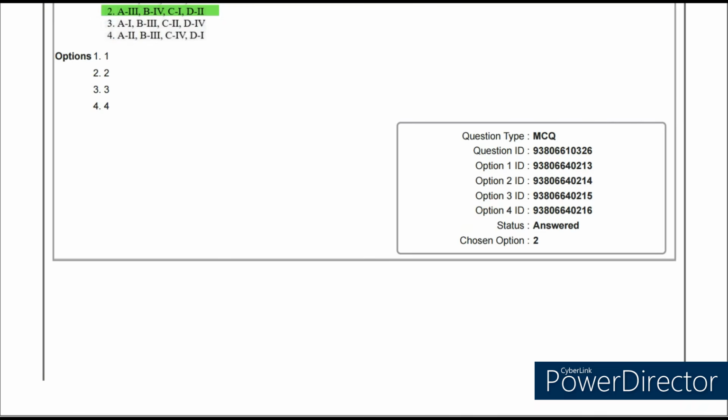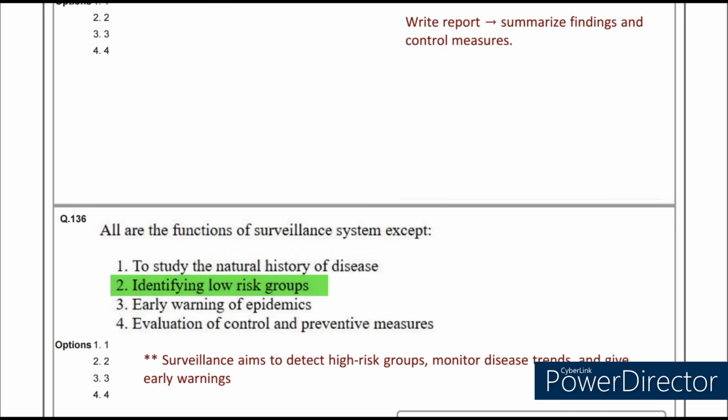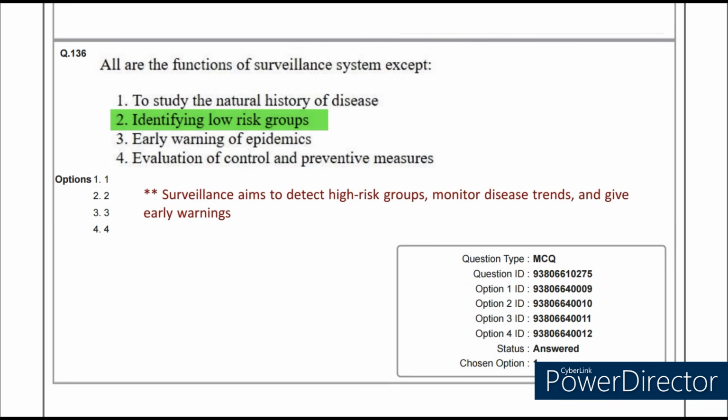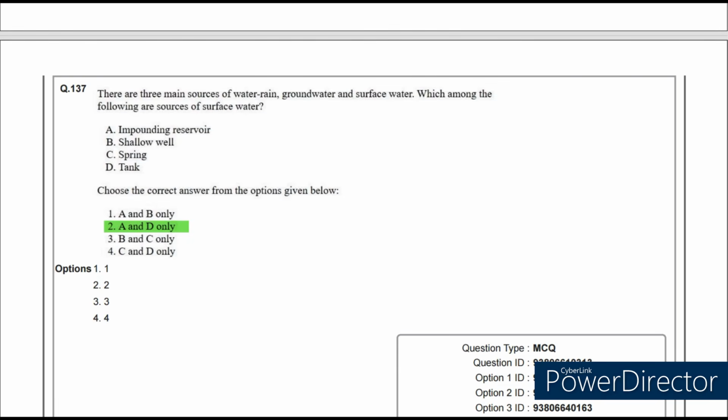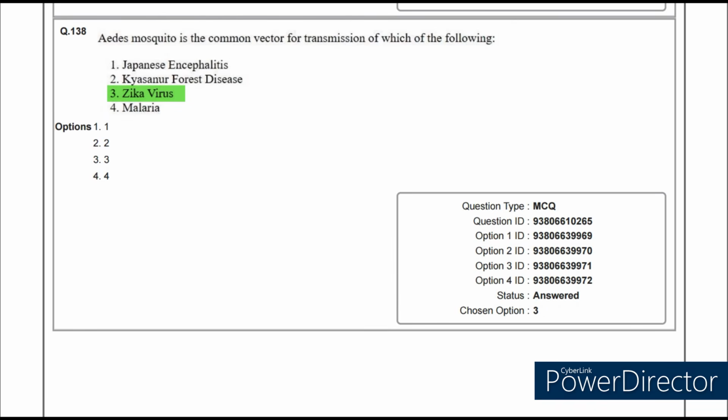And now coming to question number 135, which is on steps in outbreak investigations, which is again a repeated question. Very easy. Confirm existence of outbreak, followed by develop the hypothesis. Third is test hypothesis, and the last is writing the report. And now coming to question number 136, that is on surveillance system. It always aims to detect the high risk groups, okay, not the low risk populations. And now coming to question number 137, again a very easy question. Sources of surface water: it is impounding reservoir and tank. And now coming to question number 138, again a direct easy question. The correct answer is Zika virus.